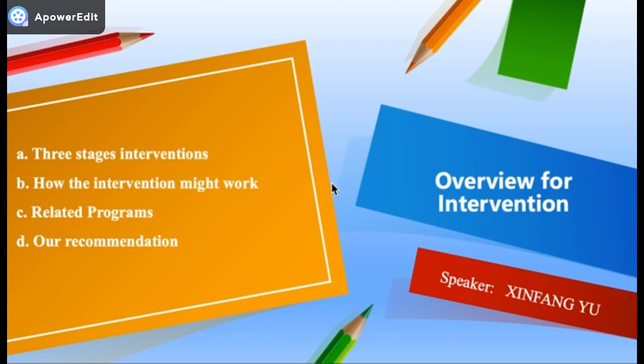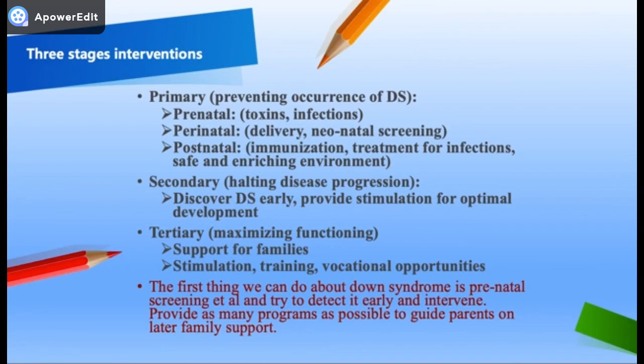First, there are 3 stages interventions. At primary stage, we offer the screening test and diagnostic test for Down syndrome to all pregnant women. Screening tests can indicate the likelihood or chances that a mother is carrying a baby with Down syndrome. Diagnostic tests can identify or diagnose whether your baby has Down syndrome. At secondary stage, we discover Down syndrome early, provide stimulation for optimal development. The last stage is tertiary, support for families from society, like clinicians, therapists, and hospitals.